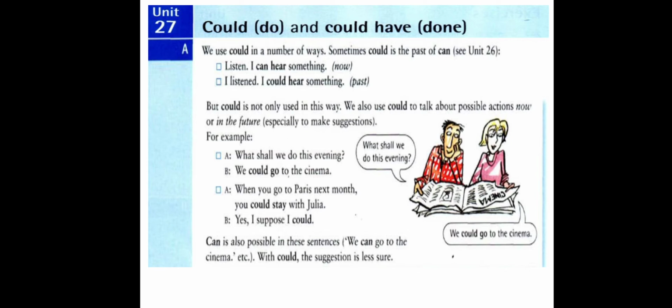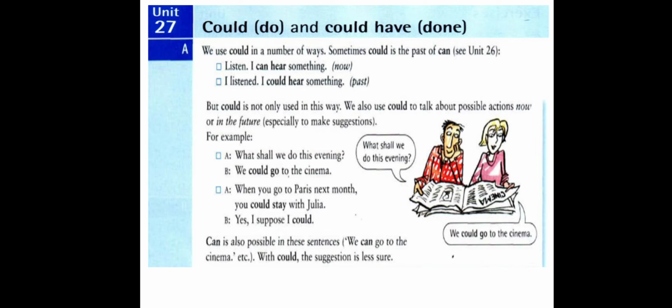Could can be used now to express possibility, or to express possible actions now. We also use could to talk about possible actions now or in the future. So to express possibility now or in the future, we can use could. We can use could plus the base form for possible actions now or in the future, especially to make suggestions. In suggestions, we can use could plus the base form, and it is used for present situations and future situations.